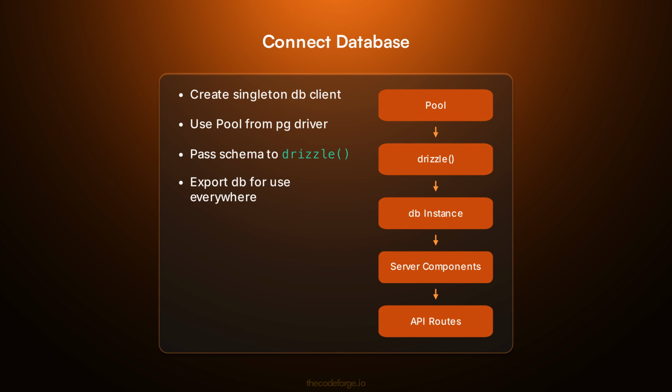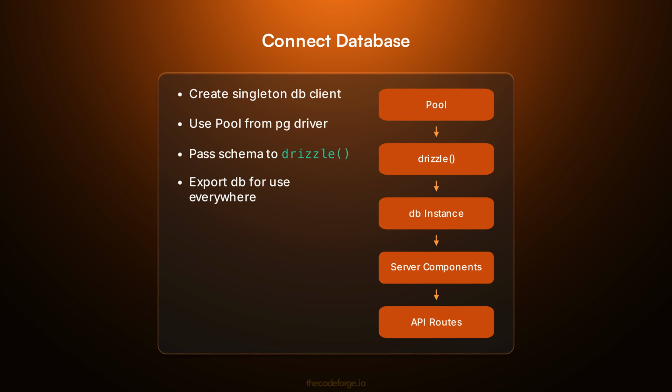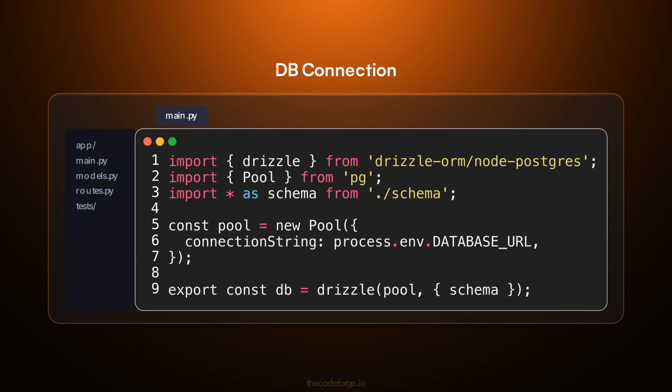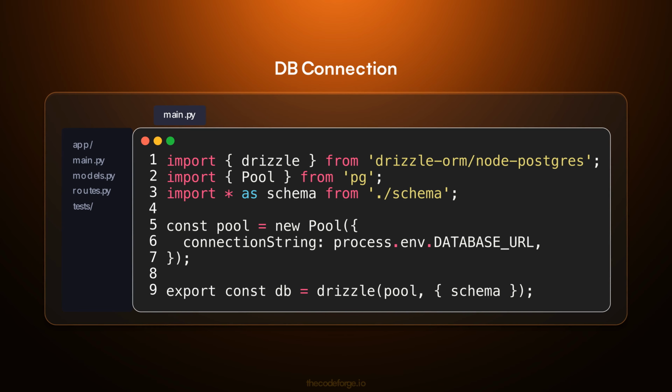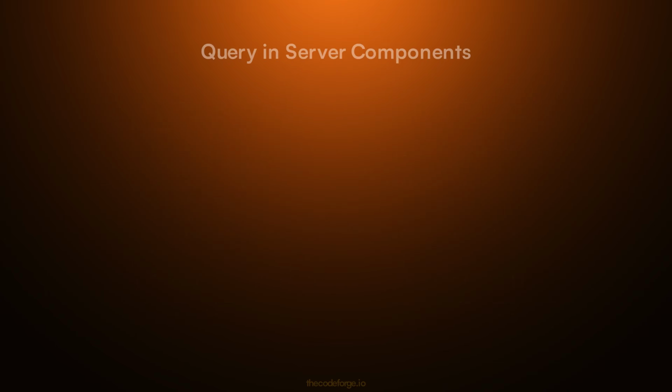Create a database client instance using Drizzle's drizzle function. Pass the connection pool from your driver. In Next.js, it's best to create a singleton client to avoid multiple connections during hot reloads. Here we create a pool and pass it to Drizzle. The schema object provides type safety. In development, use a global variable to reuse the pool across hot reloads.